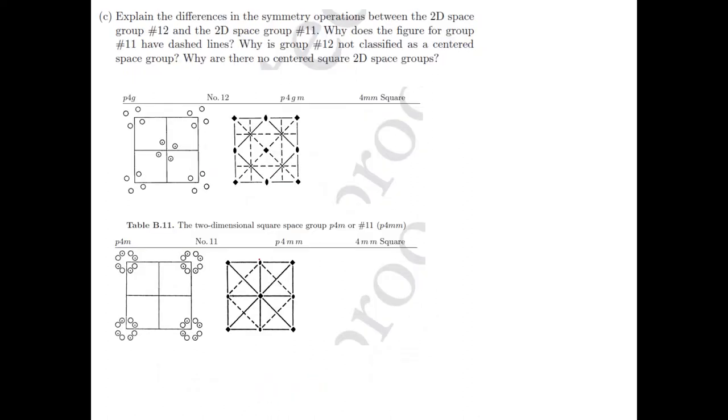Okay. Let's do letter C. Explain the differences in the symmetry operations between the 2D space group number 12 and the 2D space group number 11. So these are the two pictures that you have for these two space groups in the book, number 12 and number 11. Well, what are the differences? Well, there are lots of differences. The motifs are different. In group 11, you don't have glide planes. You have only mirror planes.